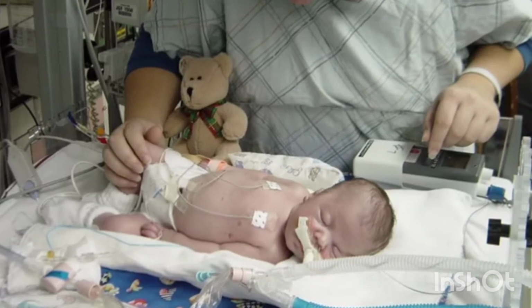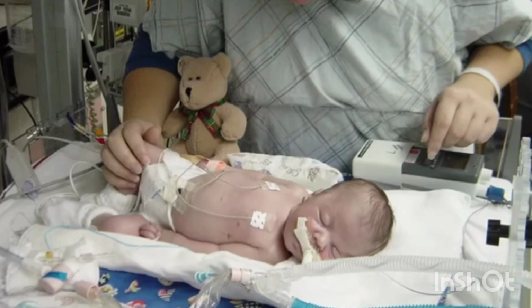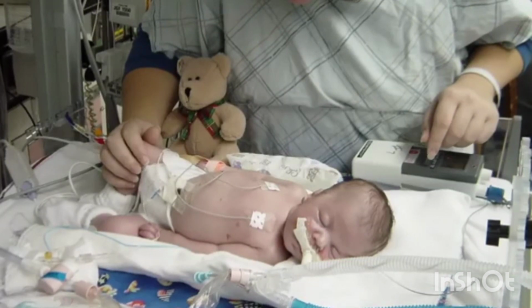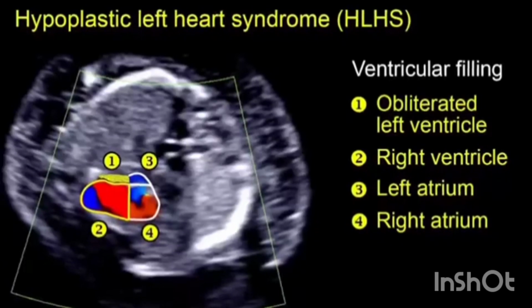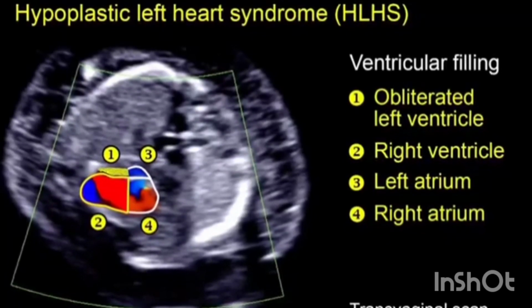Hypoplastic left heart syndrome occurs in the womb when a baby's heart is developing. The cause is unknown. However, having one child with hypoplastic left heart syndrome increases the risk of having another with a similar condition. A diagnosis of hypoplastic left heart syndrome is confirmed with an echocardiogram.